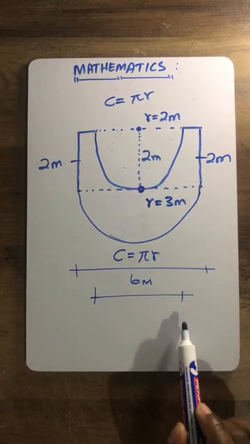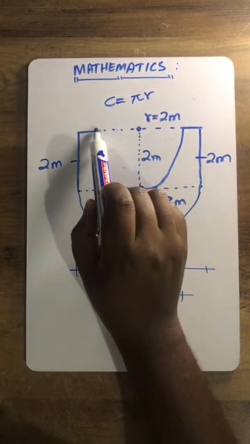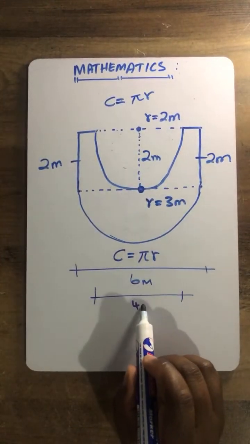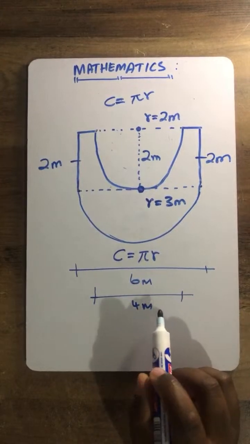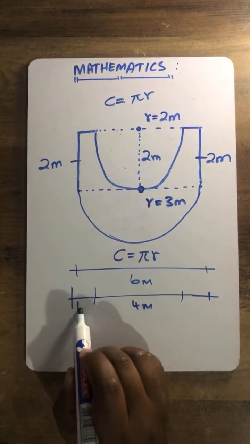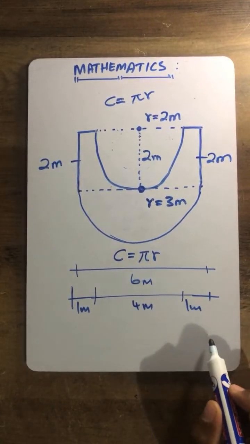How do I know it is 4? It's because from the center to there is 2. From the center to there it's also 2, the radius. So that means we have 4 meters. So this smaller distance here and there should be 1 meter and then 1 meter.